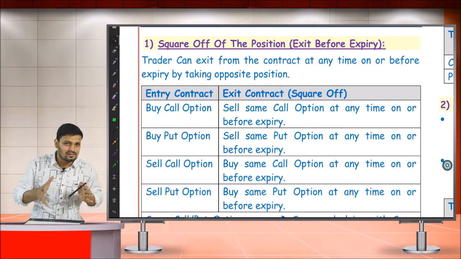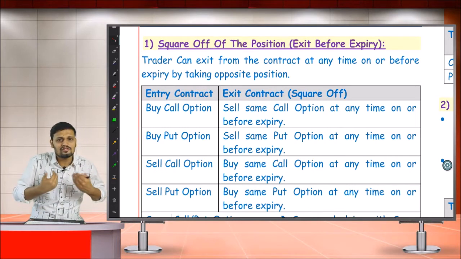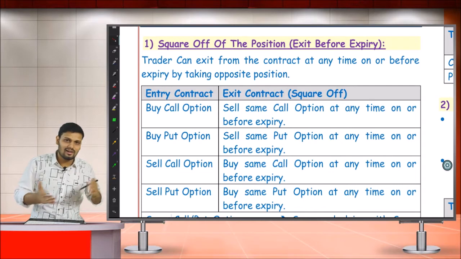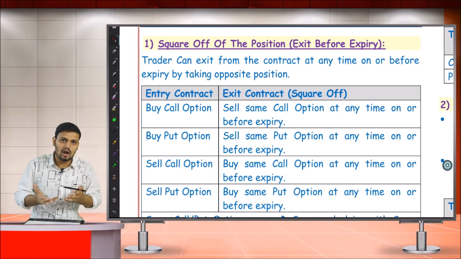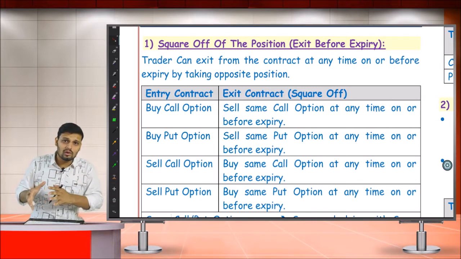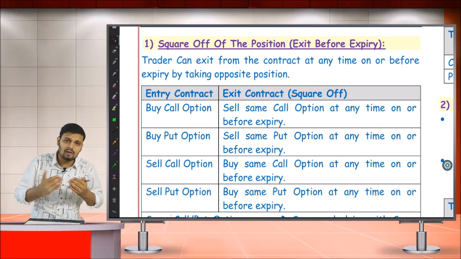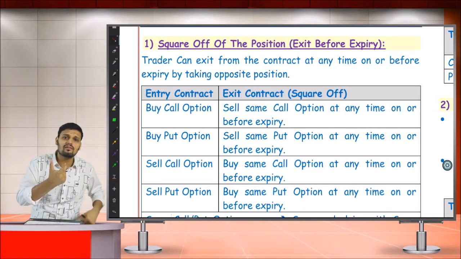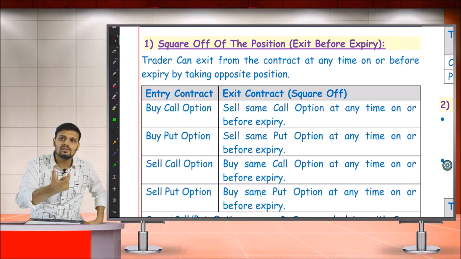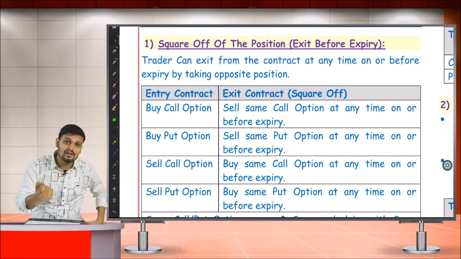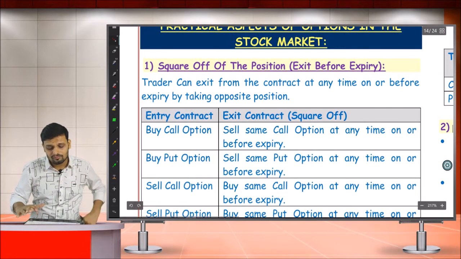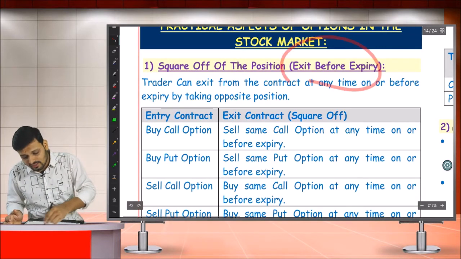Now, in your questions, this practical concept is not available. It is just for your extra understanding, because later, in the future, if you are trying to trade in stocks or options, you must know how to get out of it even before expiry, right? Just going by your book, you will never understand that you can come out of this contract even before expiry, because everywhere they will tell you only European contracts, where you have to wait till the expiry date to either exercise or lapse. Now I will tell you how to square off the position and exit even before the expiry.